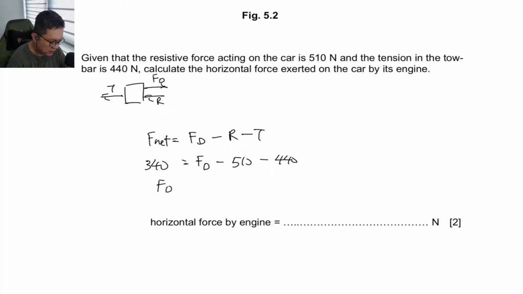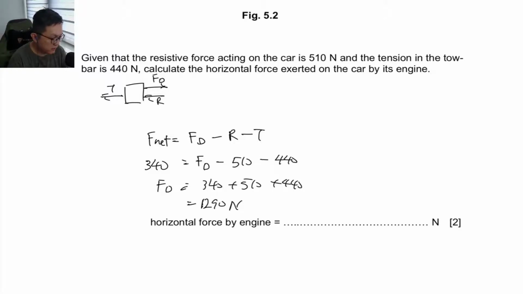Okay, so my FD is equal to 340 plus 510 plus 440, and that will give me a total of 1290 newtons, right? 1290 newtons. Yep, so that's it for this one over here, all right? So a lot of you again overthought it and you didn't know which one to add, which one to subtract.